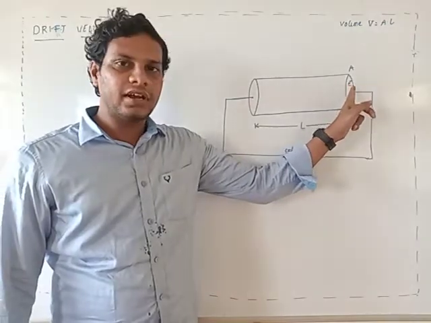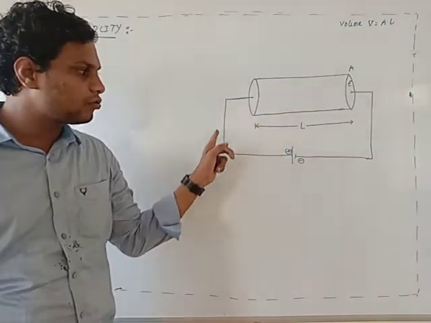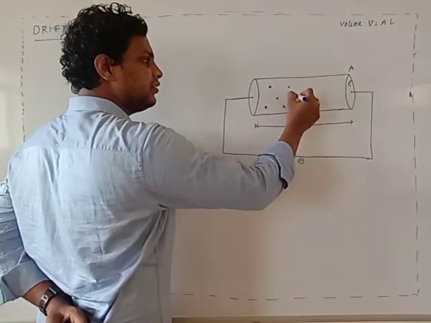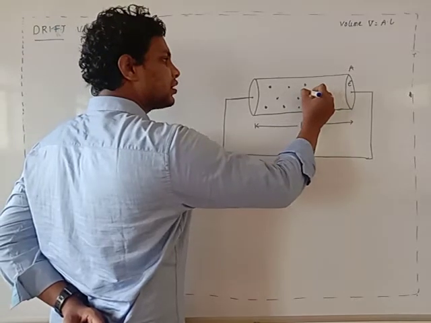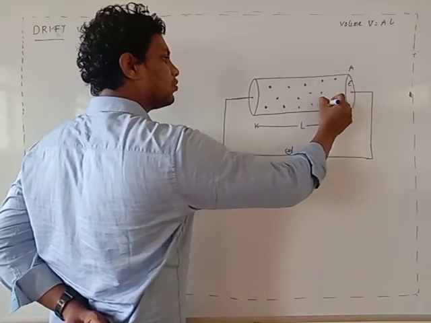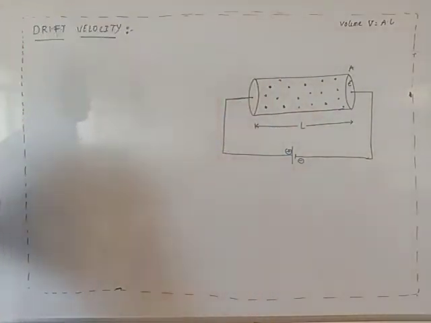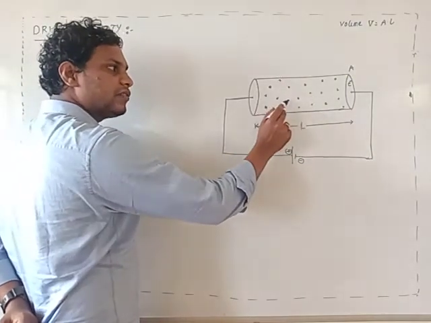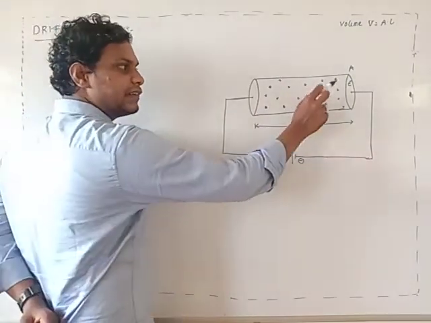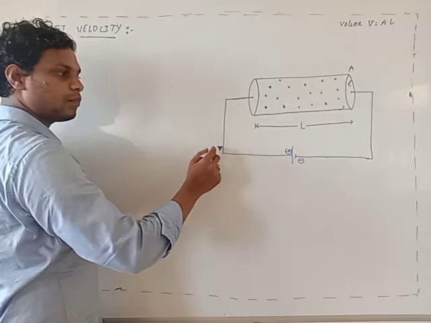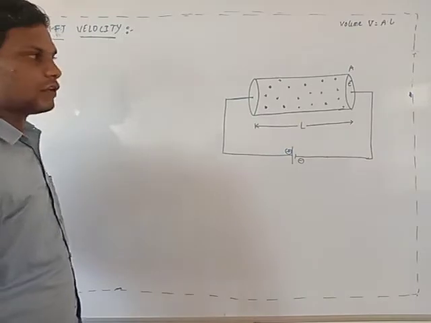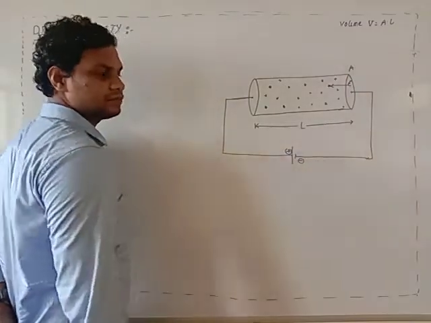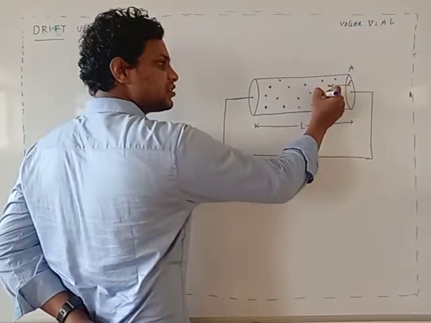Whenever this electron rushes towards the positive terminal of the battery, it may collide with the other particles present inside this conductor. Inside this conductor, we have a number of electrons. Don't say infinite, there will be a number of electrons. Whenever this electron is moving in this direction, it may collide with a particle, and after collision it changes its direction and velocity.